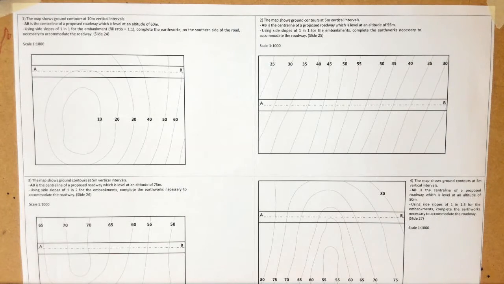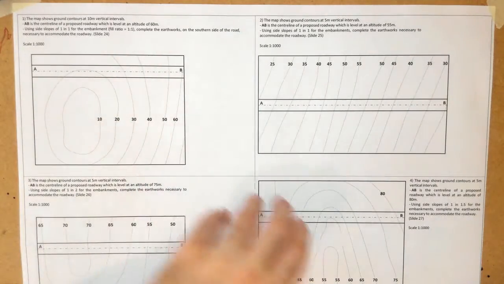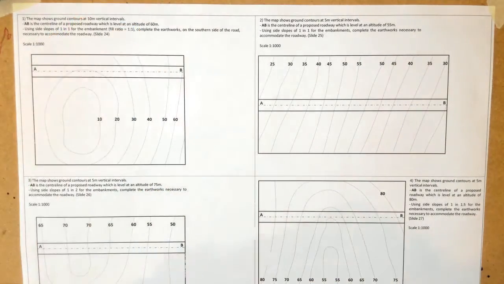Good afternoon, folks. What we're going to be doing today is the topic of road geometry, and as you can see we've got 4 separate questions on the sheet. We're going to be working through each of them individually. They change ever so slightly on each one, getting probably harder as we go along.